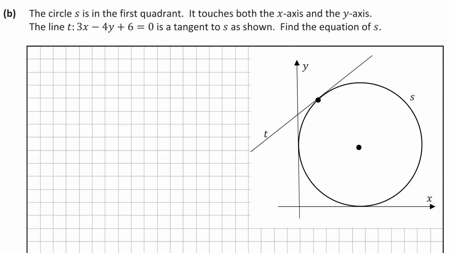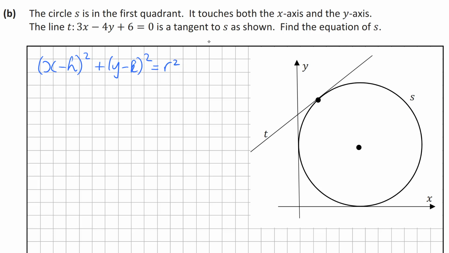Okay, so in this one we're told that it's a circle in the first quadrant and that both the axes are tangents, and also we have a tangent line of 3x - 4y + 6 = 0. Okay, so I'm going to work with the equation of the circle (x - h)² + (y - k)² = r².